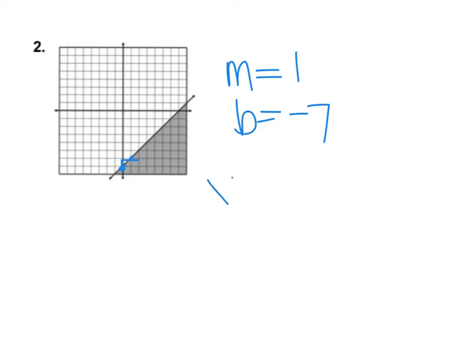So I have y is, now we have to determine what our inequality sign is. Now, because it's below the line, it's going to be y is less than, and then it's a solid line, so it's less than or equal to. And now I can just put in my slope and my y-intercept, 1x minus 7.